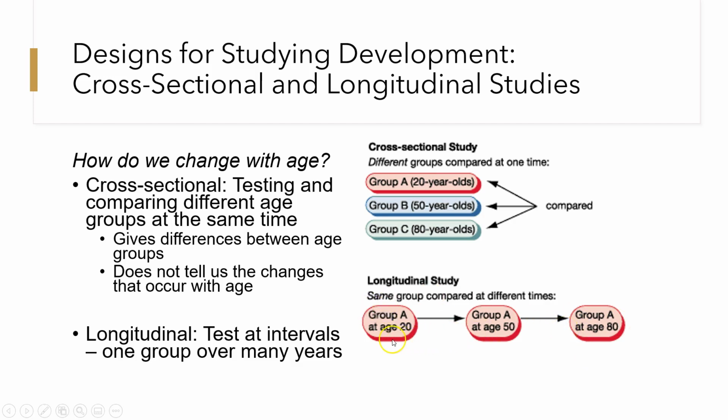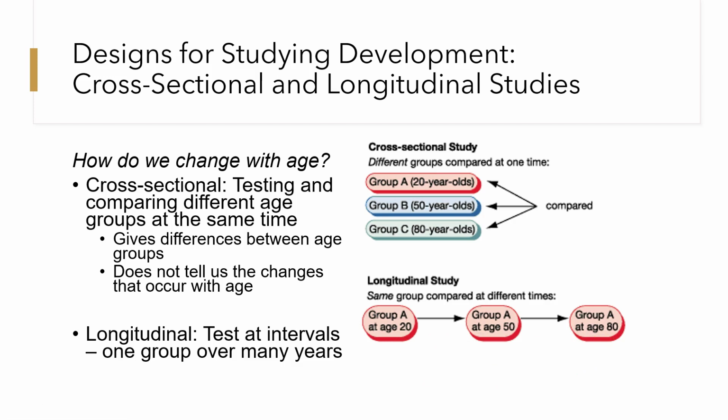But you can see what the problem is, particularly because this is a very extreme example. How long would it take for me to do this study? 60 years, right? I could start the study, and then I'd probably have to will it to my children for them to finish the study. So it can take a very long time. It can be very expensive. It can be very hard to do a longitudinal study.